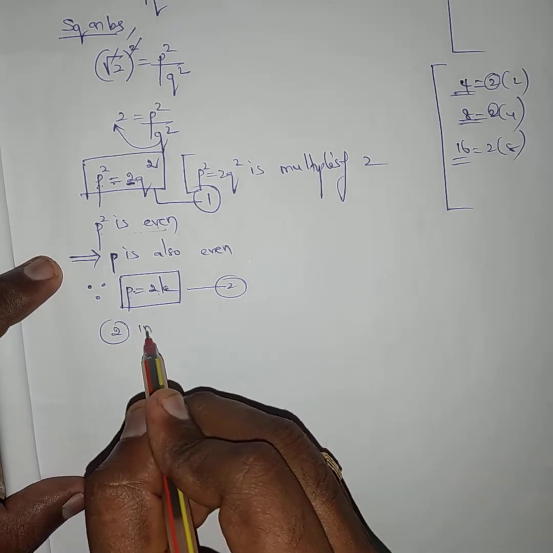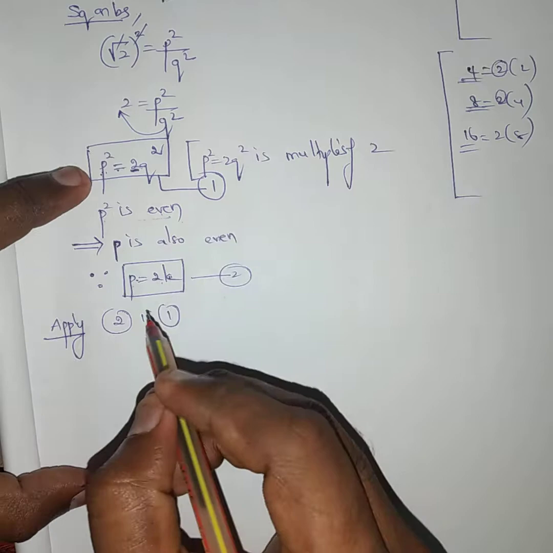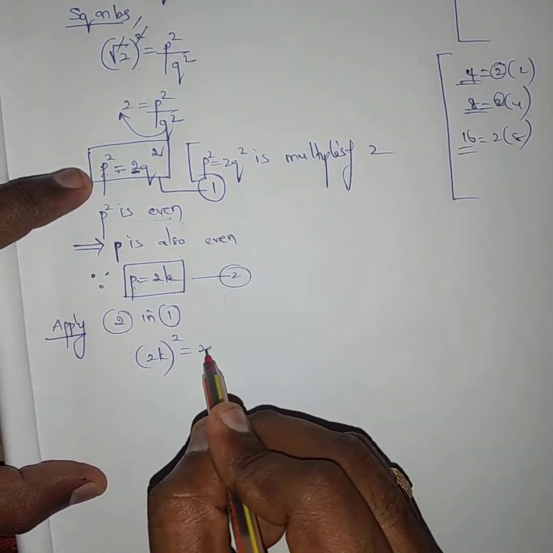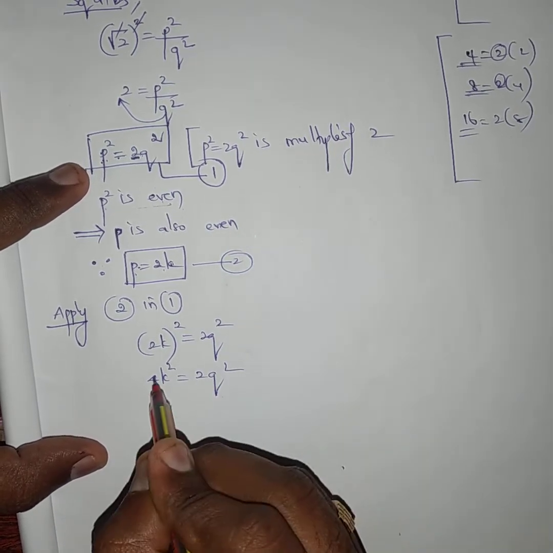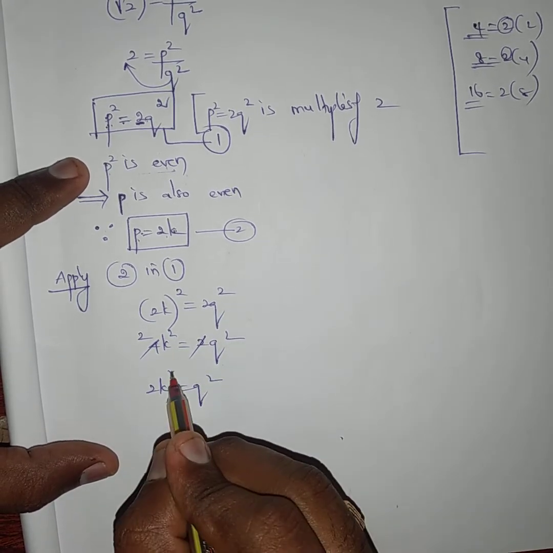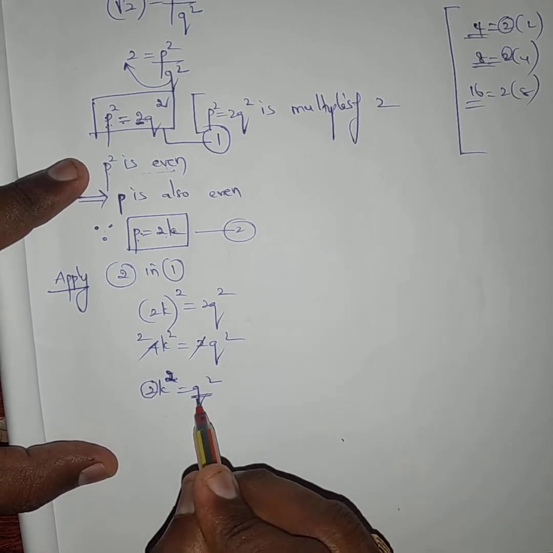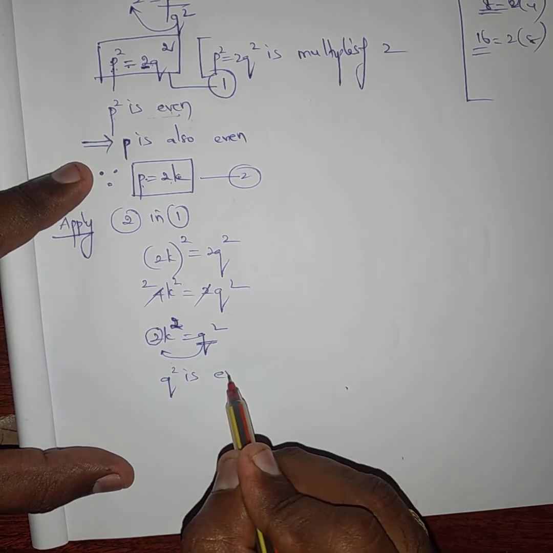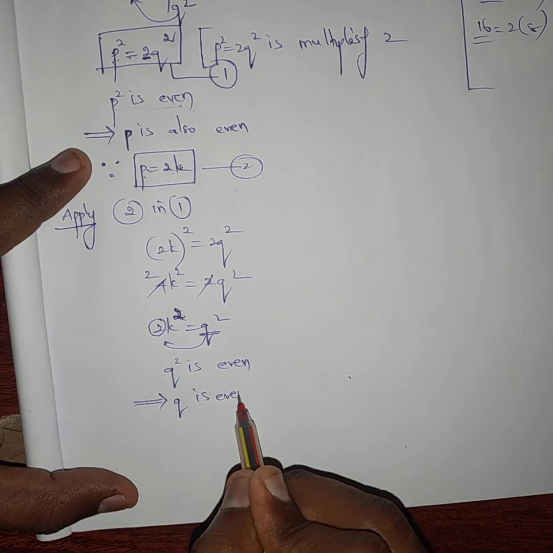Apply 2 in 1. What is p? p is nothing but 2k. 2k the whole square is equal to 2q square. So 4k square is equal to 2q square. The 2 on both sides will be cancelled, so 2k square is equal to q square. Now see what has happened. q square is a multiple of 2. Therefore, q square is even, which implies q is even.